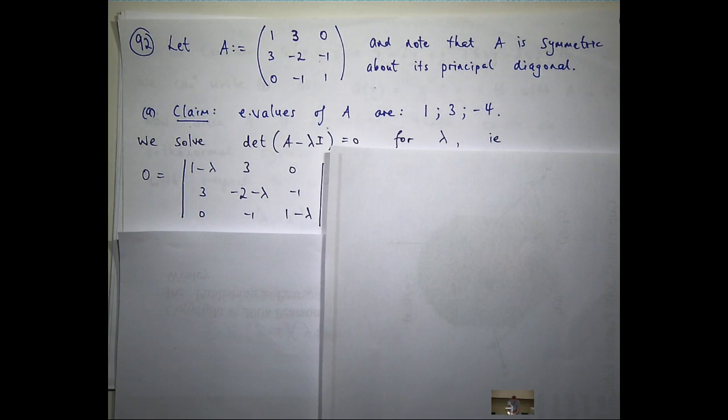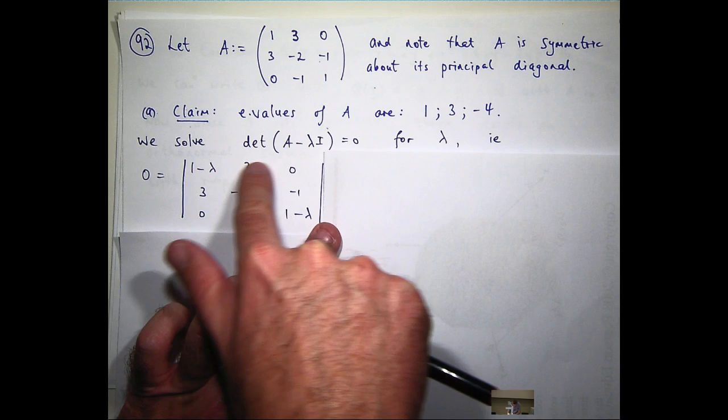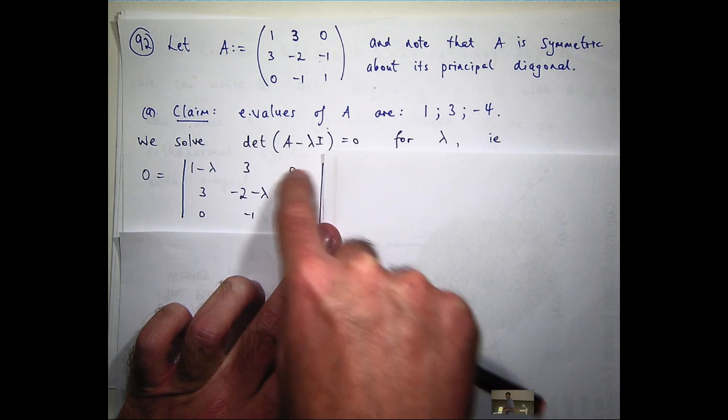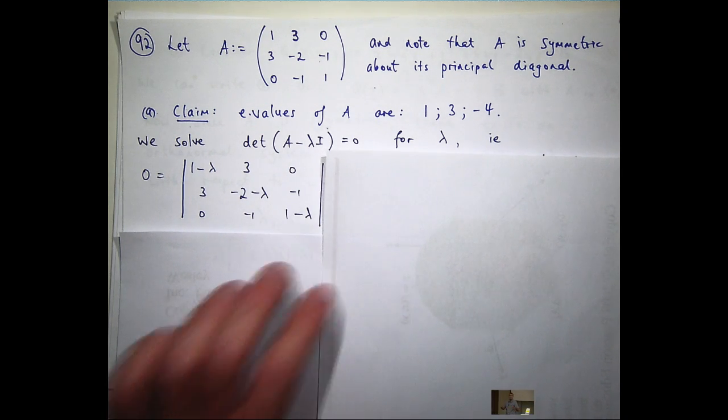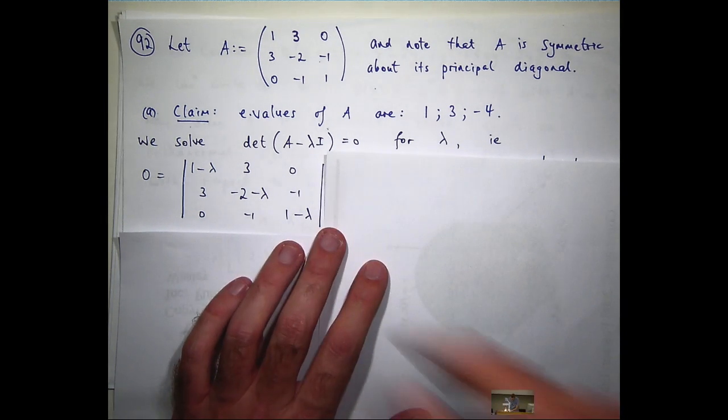So I'm interested in the determinant. How do I expand or calculate this determinant? Well, you can do it a number of ways. I usually, just for consistency, expand along the top row. There's a 0 in the top row, so that's actually going to simplify things quite a lot.